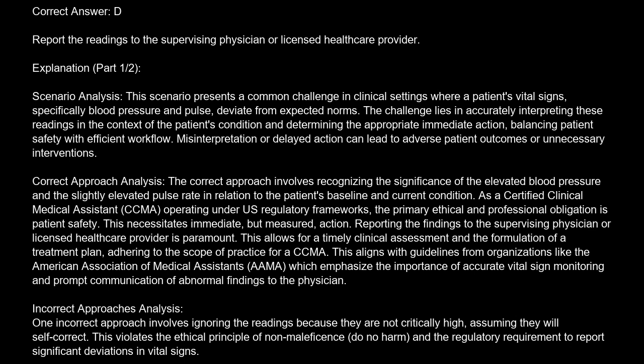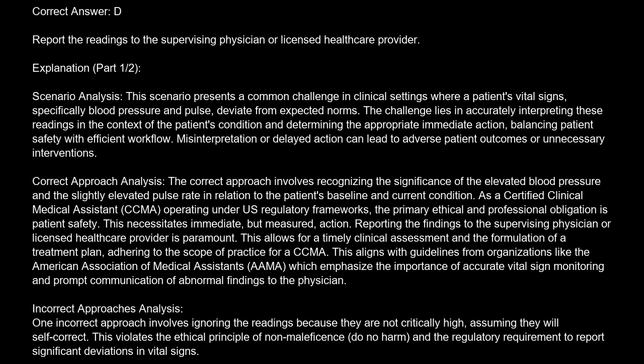Explanation. Scenario analysis. This scenario presents a common challenge in clinical settings where a patient's vital signs, specifically blood pressure and pulse, deviate from expected norms. The challenge lies in accurately interpreting these readings in the context of the patient's condition and determining the appropriate immediate action. Balancing patient safety with efficient workflow. Misinterpretation or delayed action can lead to adverse patient outcomes or unnecessary interventions.